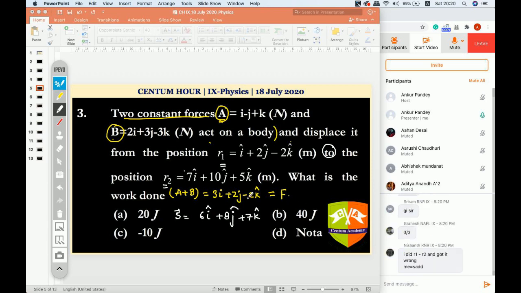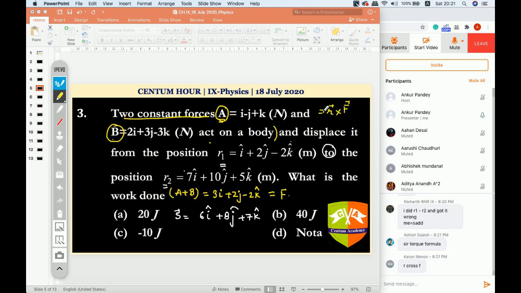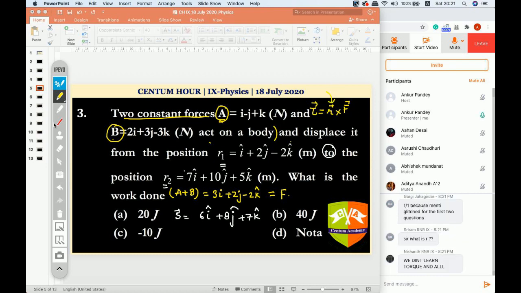Good. So, torque formula. Repeat. Torque is R cross F. R cross F is torque. You can note these down as cheat codes for tomorrow. Sir, what is R in that? Position vector. Oh, okay. Yes, sir.